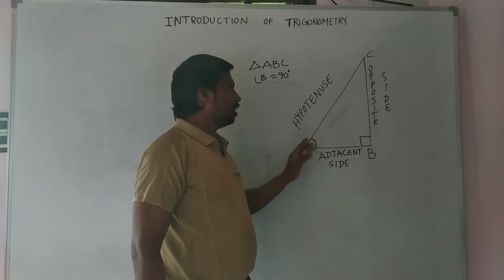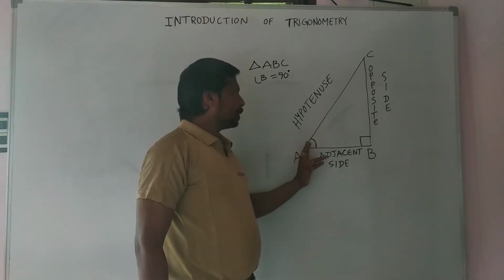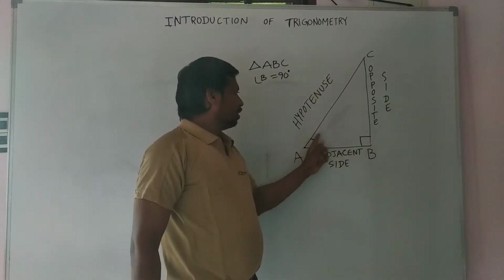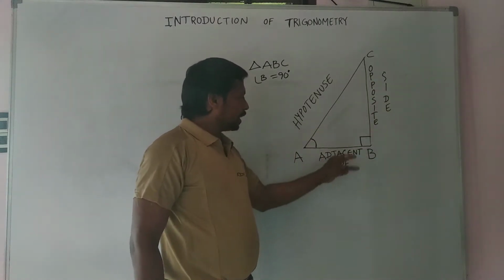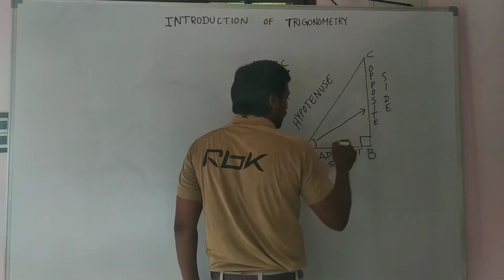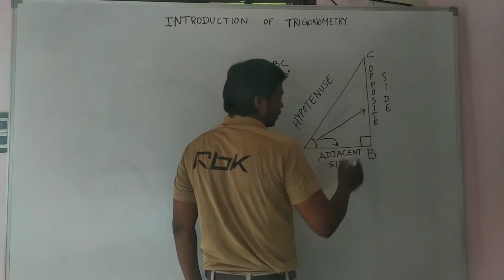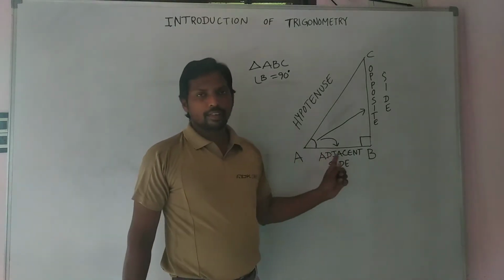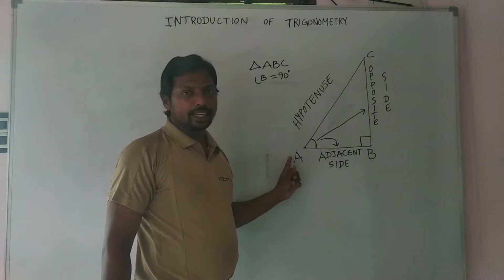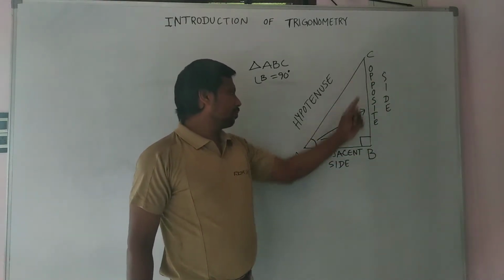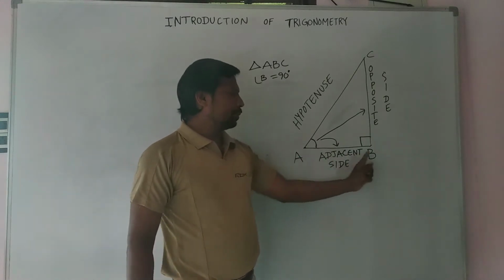With respect to angle A, this is the opposite side and this is the adjacent side. Consider any one angle; here I consider angle A. The side opposite to angle A is BC, and the adjacent side is AB.